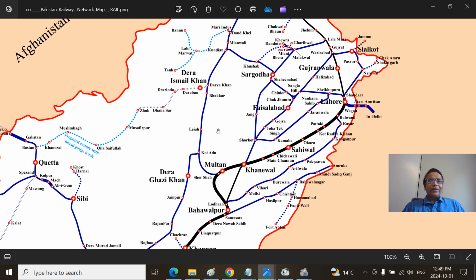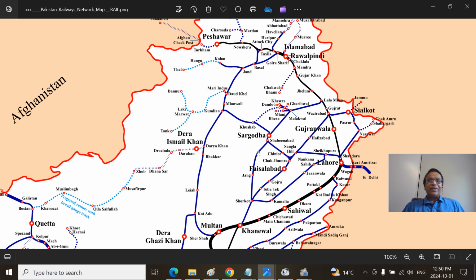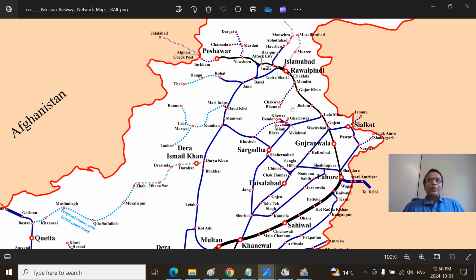This is the historic Muzaffargarh district. West side is Dera Ghazi Khan here, Ismail Khan here, Bannu here. And Sargodha is actually in the Doab region, Jech Doab. West side is the Khushab region. So this is all the Potwar region.